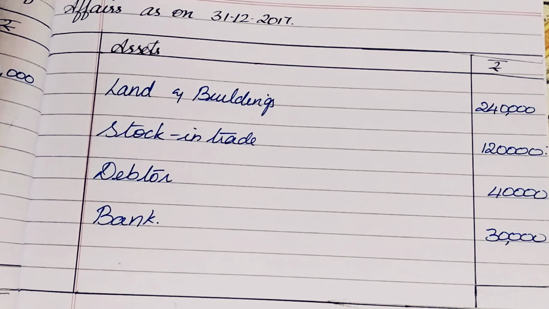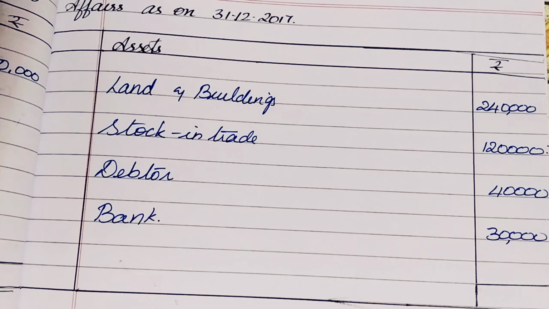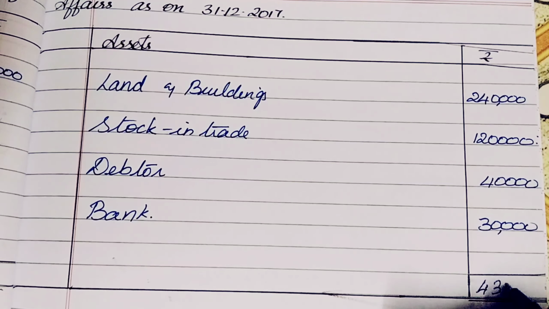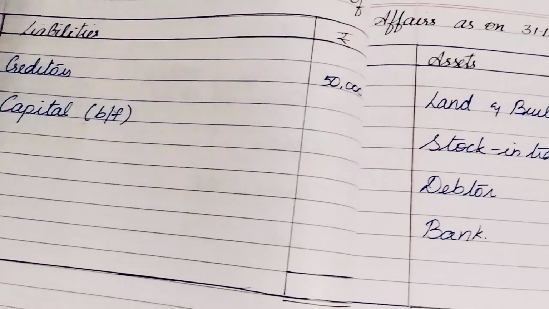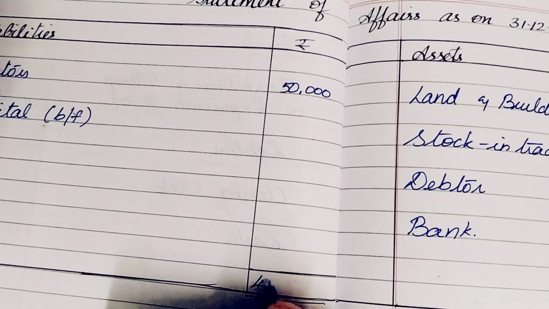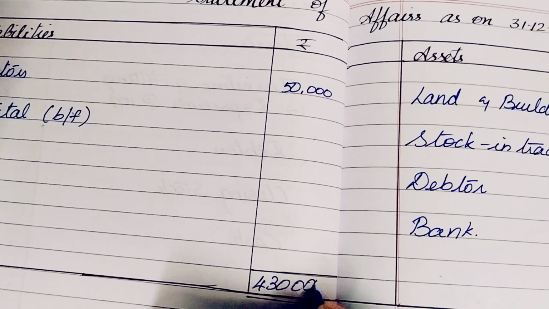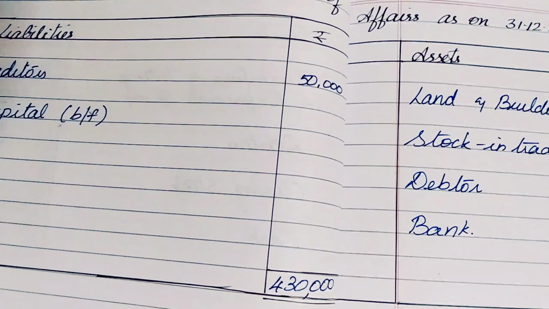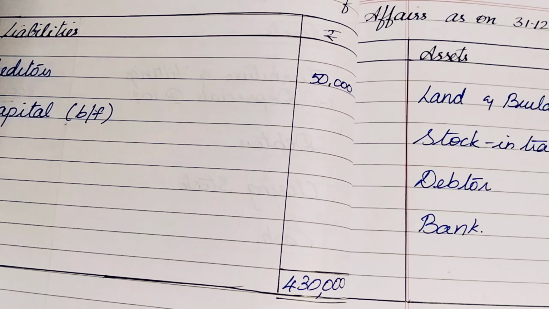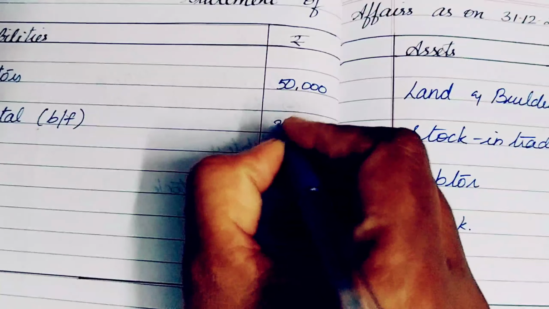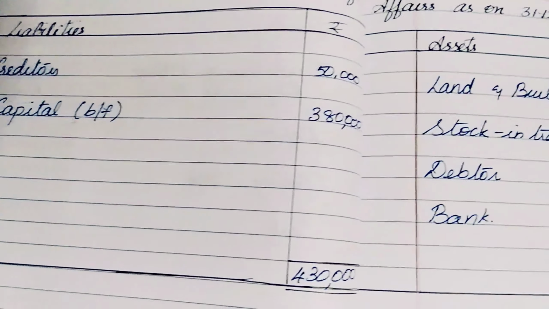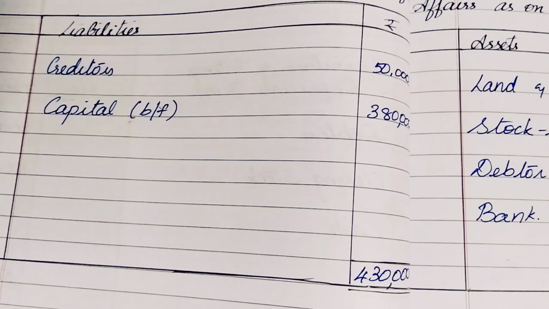So my asset side gives me a balance of 4,30,000, which obviously is going to be the grand total because we have to find the capital which lies on the liability side. So the asset side total is going to be the grand total, that is 4,30,000. Now subtract the 50,000 on the liability side from the 4,30,000. If you subtract it, the answer is going to be 3,80,000, recorded as the capital for this sum. So this is the opening capital which is going to be recorded in the balance sheet of this particular sum.